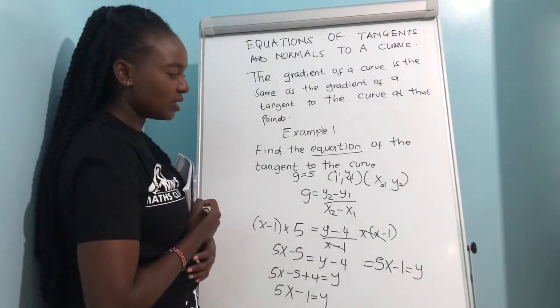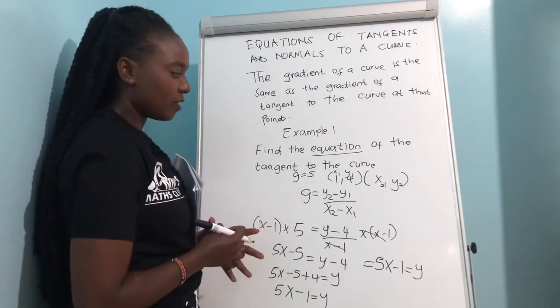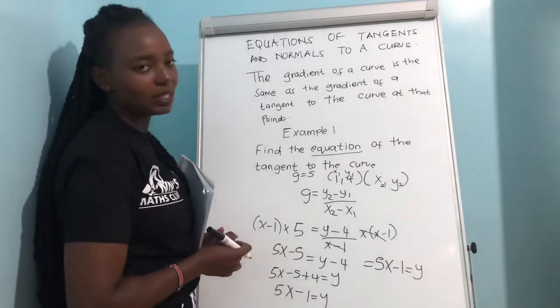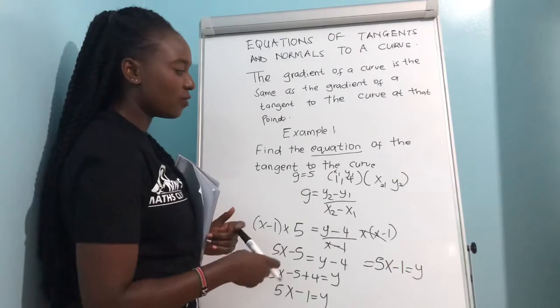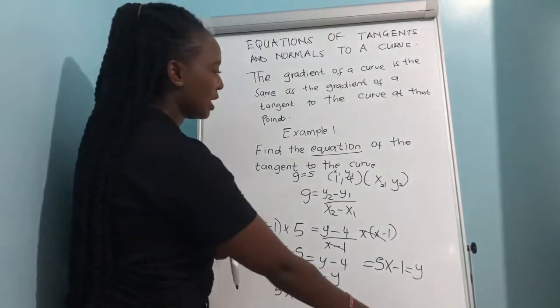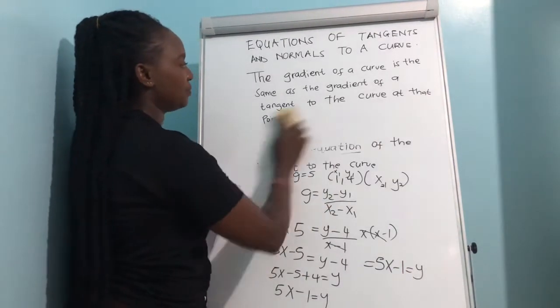So what we just did here, in finding the gradient, we are using the first derivative. And after finding the first derivative, you replace the value of x with what you've been given. Let us look at another example.